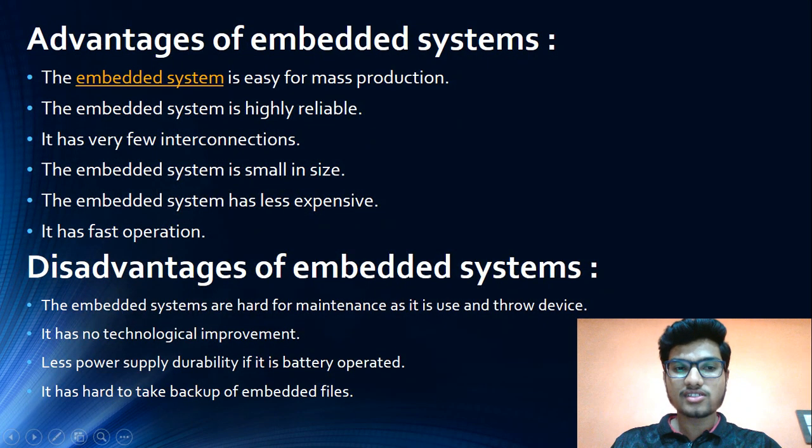Coming to the advantages and disadvantages of an embedded system. The advantages are they are easy for mass production, they are highly reliable, they have very few connections within them, they are small in size, which makes them compact and easy to handle, they are less expensive and have fast operations. And there are some disadvantages: they are hard to maintain as they are used inside a device, there is no technological improvement, less power supply durability if operated by a battery, and it is hard to take a backup of the embedded files.